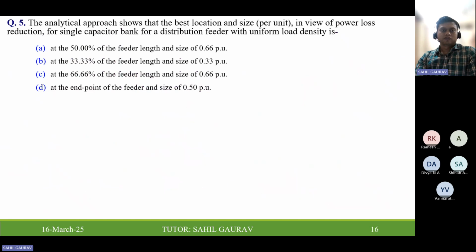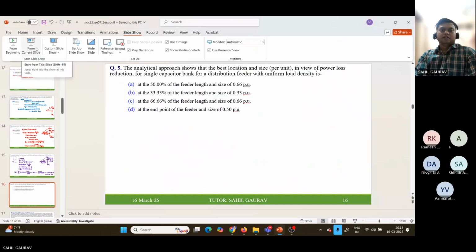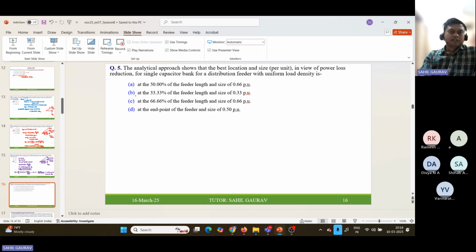So let us see the next problem. In this problem, this is a theoretical type problem. I expect an answer from each and every one. The problem says that the analytical approach shows that the best location and size, in view of power loss reduction, for a single capacitor bank for a distribution feeder with uniform load density is.